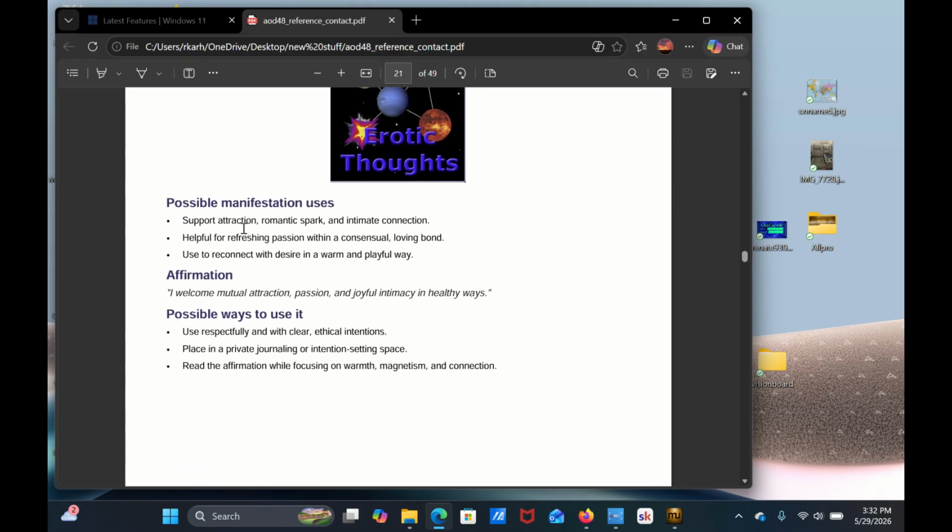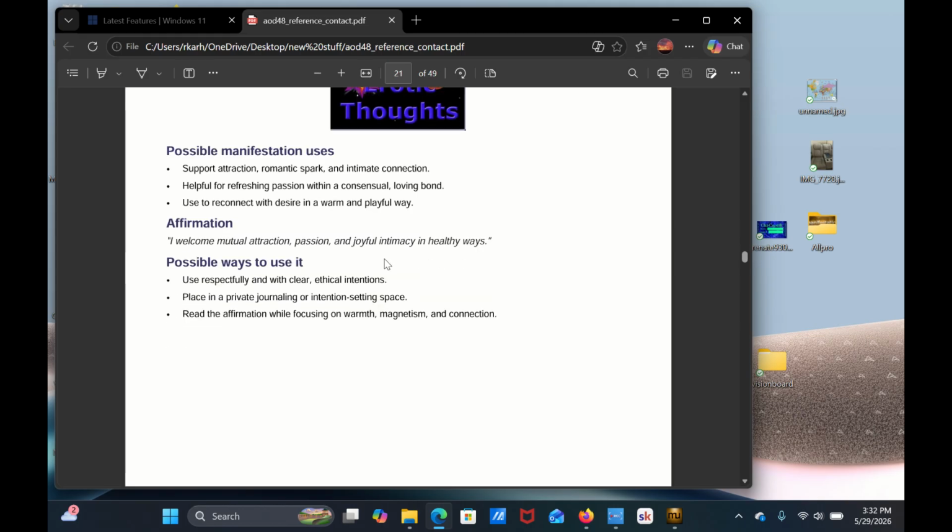Erotic thoughts. Support attraction, romantic spark, and intimate connection. Helpful for refreshing passion with a consensual loving bond. Used to reconnect with desire in a warm and playful way. I welcome mutual attraction, passion, and joyful intimacy in healthy ways.